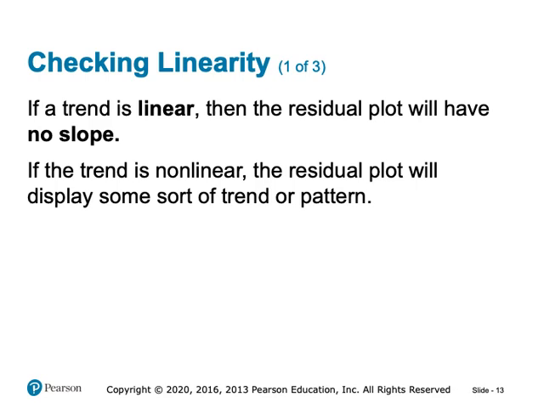Now, let's focus on how to check the linearity condition using a residual plot. When the relationship between the predictor and response variables is truly linear, the residual plot should exhibit no clear pattern or slope. In other words, the residuals should be randomly scattered around the horizontal axis, showing no systematic deviation. This indicates that our linear model is appropriate for the data.